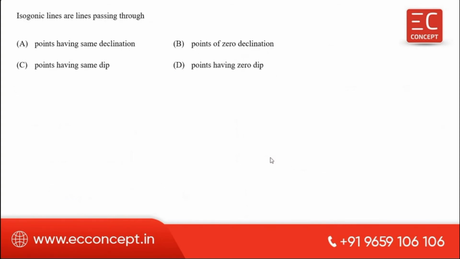Now the next question. Isogonic lines are lines passing through points having the same declination. So that is the answer for this question. Isogonic line means points having the same declination. Agonic lines mean points having zero declination. This may be an upcoming year's question. Okay, this is isogonic, this is agonic.